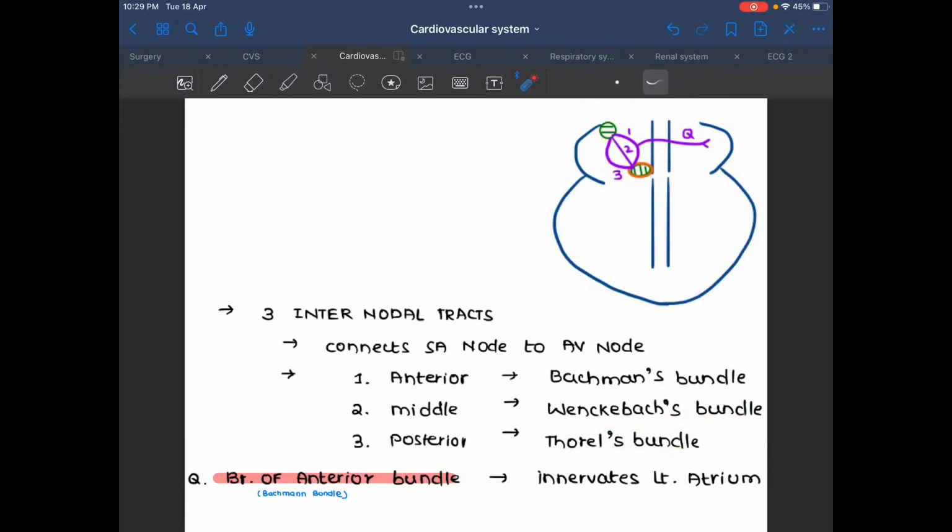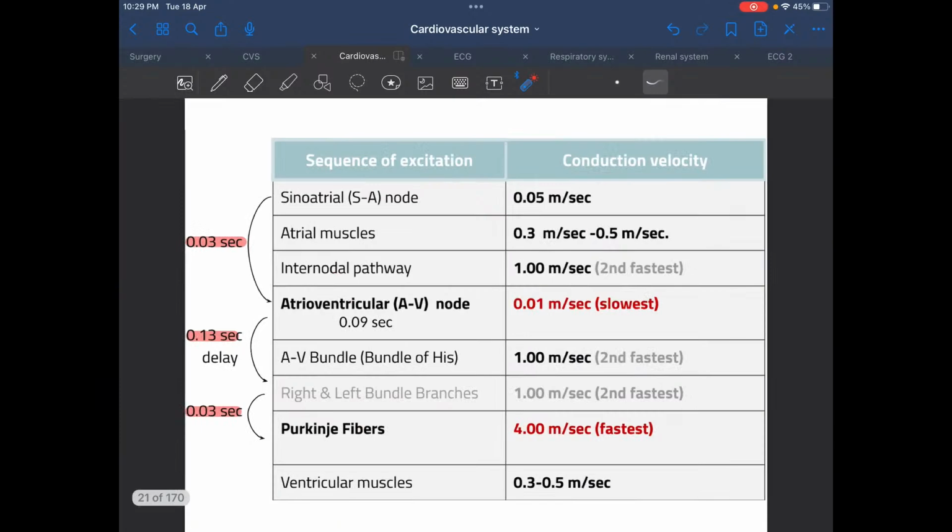Okay? And if you remember, this is the right atrium. How are we going to supply the left atrium if there is an interatrial septum? Because we have a branch of the anterior bundle which is going to supply the left atrium for us. It's a branch of the Bachmann's bundle, which is going to innervate the left atrium. Okay? So 3 branches: Bachmann's bundle, Wenckebach, and your Thorel. Okay? So now let's see the sequence of excitation.